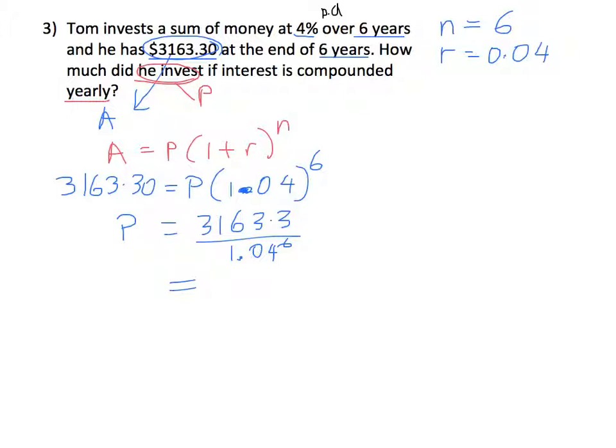So 3,163.3 divided by 1.04 to the power of 6 equals $2,500.00. The next digit after that is a 1, so that'll just be $2,500.